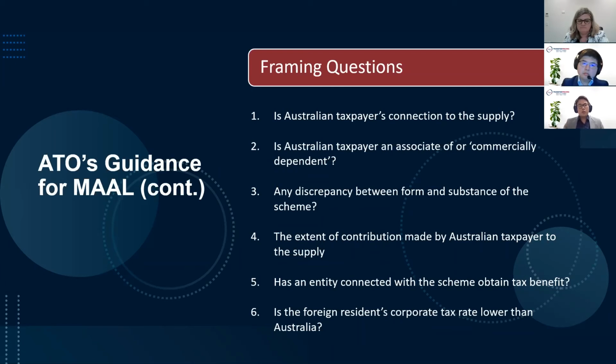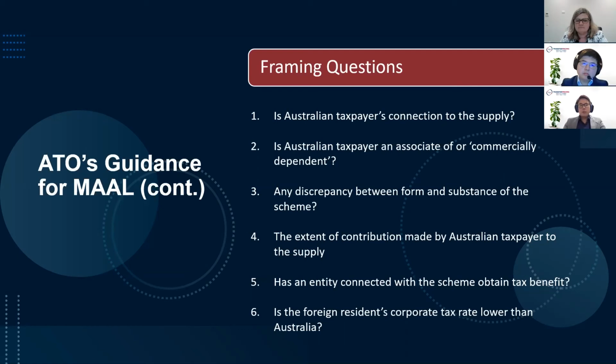Right. If you look at the first two questions, these first two questions trigger the application of MAAL. Right. After that, we have the purpose of the scheme aspect. I'm sure you guys have heard a lot about substance over form, right? A similar principle applies where we need to assess whether there's disparity between your contractual rights and obligations and the economic and commercial reality, right?